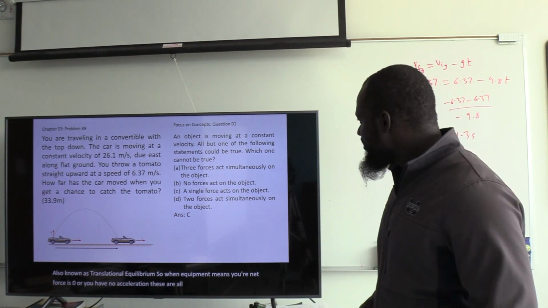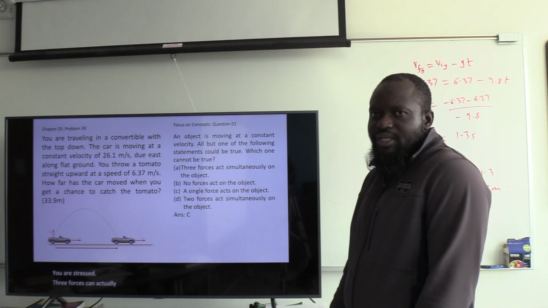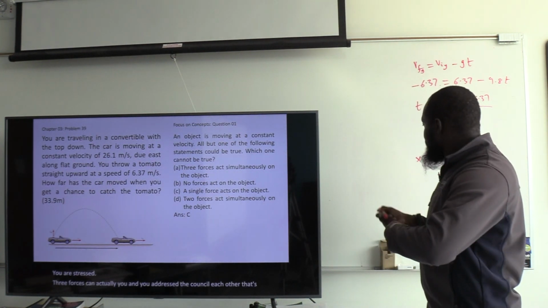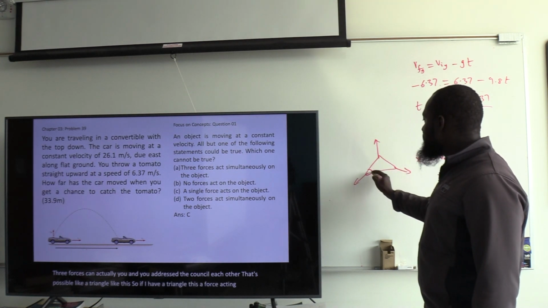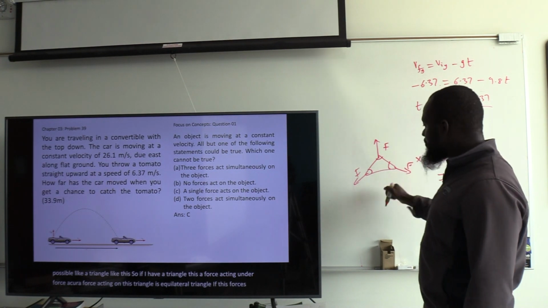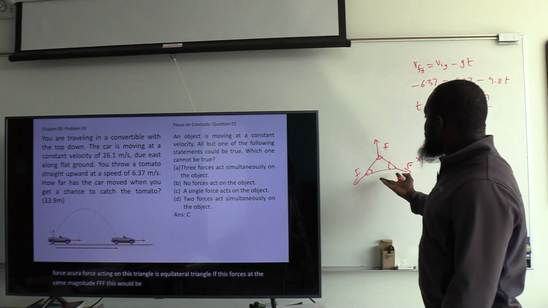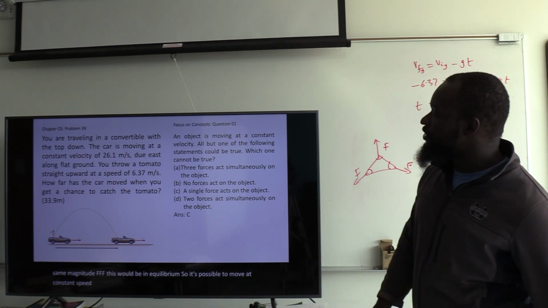You're at rest. 3 forces can act on you and you're at rest. They cancel each other. That's possible, like a triangle like this. So if I have a triangle like this, a force acts here, another force acts here, another force acts here, and this triangle is an equilateral triangle. If these forces are the same magnitude, F, this will be in equilibrium. So it's possible to move at constant speed in equilibrium, 3 forces acting on you.